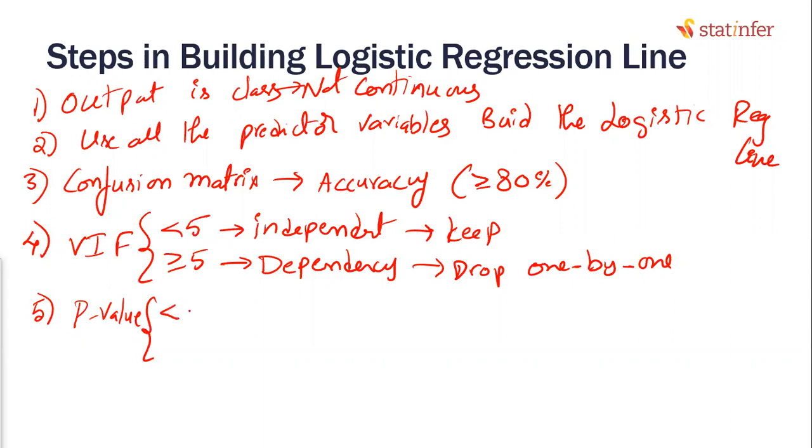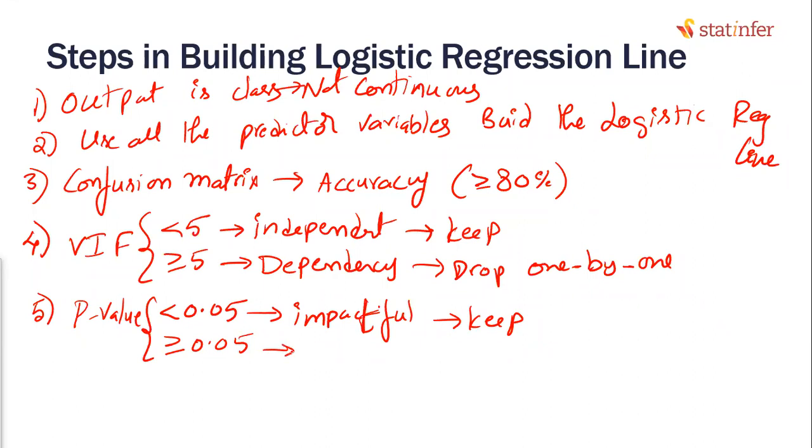Okay. If the p-value is less than 0.05, what does that indicate? Impactful or not impactful? It indicates the variable is impactful, and you should keep such variables. If the p-value is greater than or equal to 0.05, the variable is not impactful. Maybe you can consider dropping it.